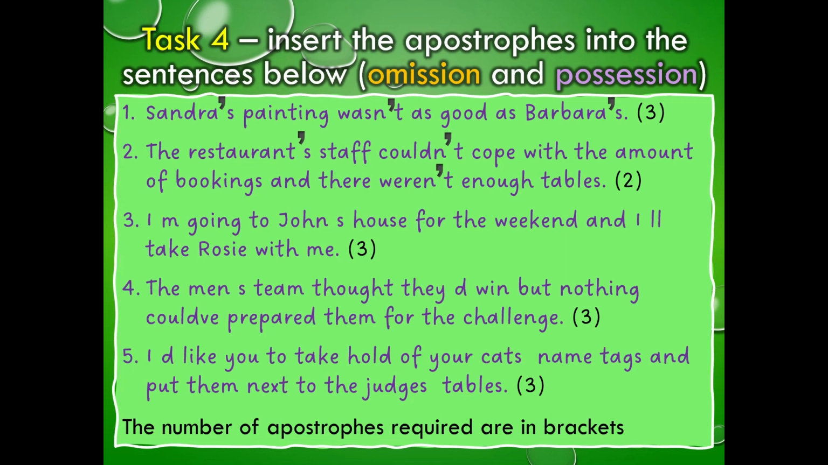Number 3. I'm, I apostrophe M, going to John's, apostrophe before the S, house for the weekend, and I'll, I apostrophe double L, take Rosie with me. Number 4. The men's, apostrophe before the S, team thought they'd, apostrophe between the Y and the D, win, but nothing could have, apostrophe between the D and the V, prepared them for the challenge. And number 5. I'd, apostrophe between the I and the D, like you to take hold of your cats', apostrophe after the S, name tags and put them next to the judges', apostrophe after the S, tables.